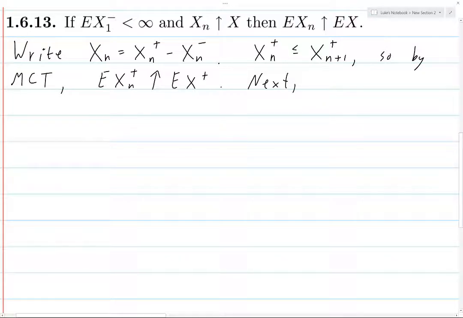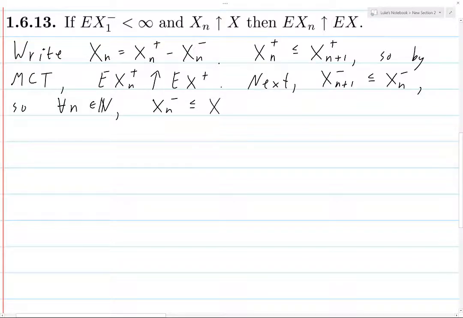So next, since the Xn's are increasing, the Xn minuses are decreasing. Xn+1 minus is going to be less than or equal to Xn minus. So for every single natural number n, Xn minus is going to be less than or equal to Xn-1 minus, which is less than or equal to dot dot dot, which is less than or equal to X1 minus. And so, if we take the expected value, the expected value of Xn minus is less than or equal to the expected value of X1 minus, which we know is finite.